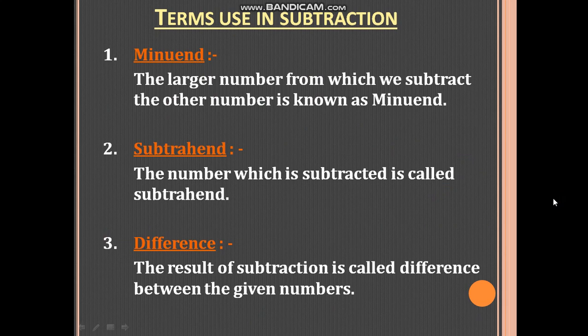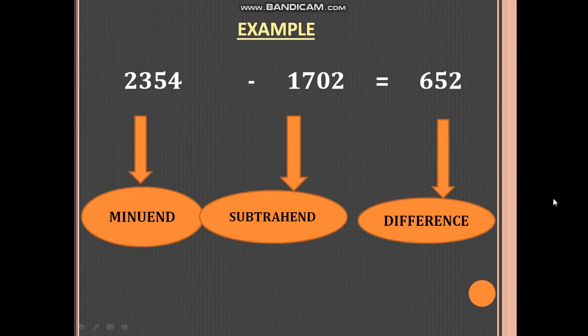As in the previous part, I have told you about the minuend. The larger number is called the minuend, the smaller one is called the subtrahend, and the result that comes after the subtraction is called the difference. Here 2354 is the minuend, 1702 is the subtrahend, and 652 is the difference.